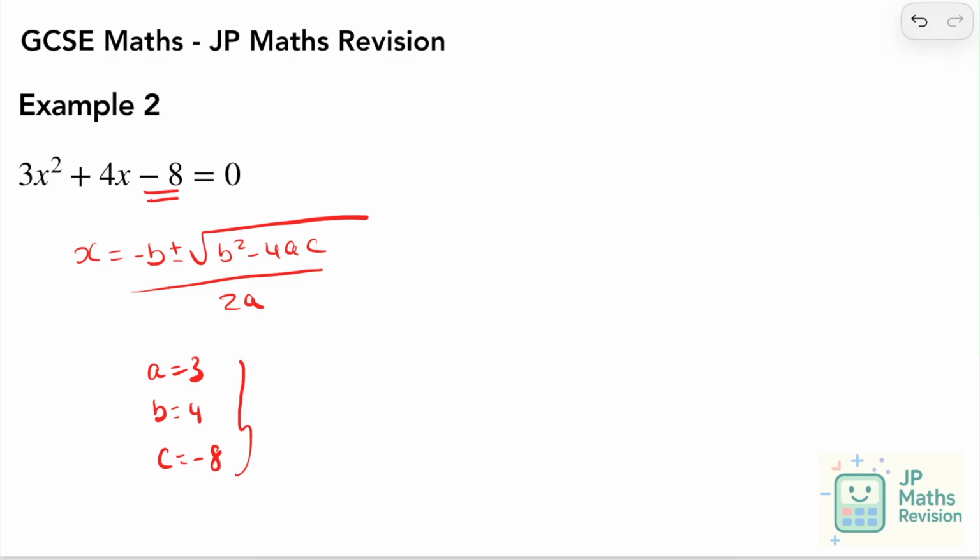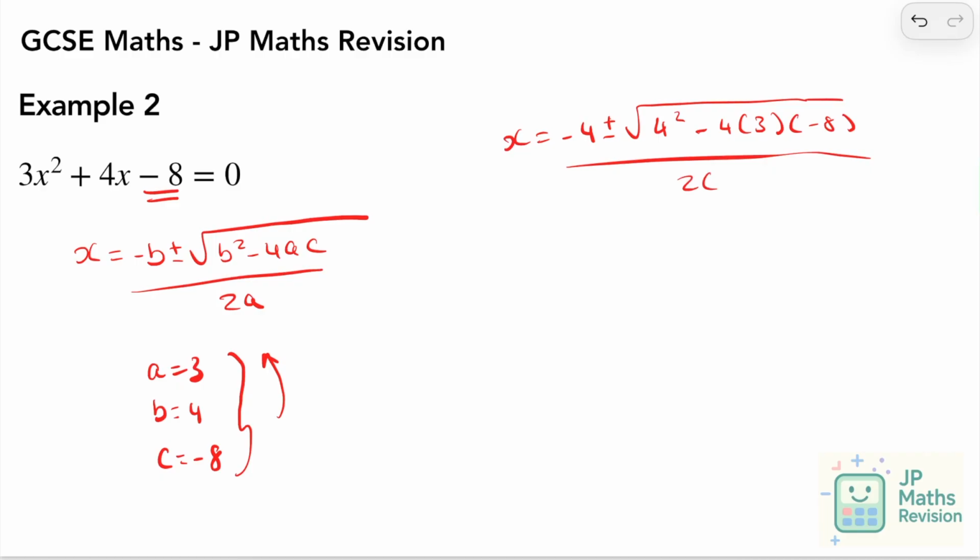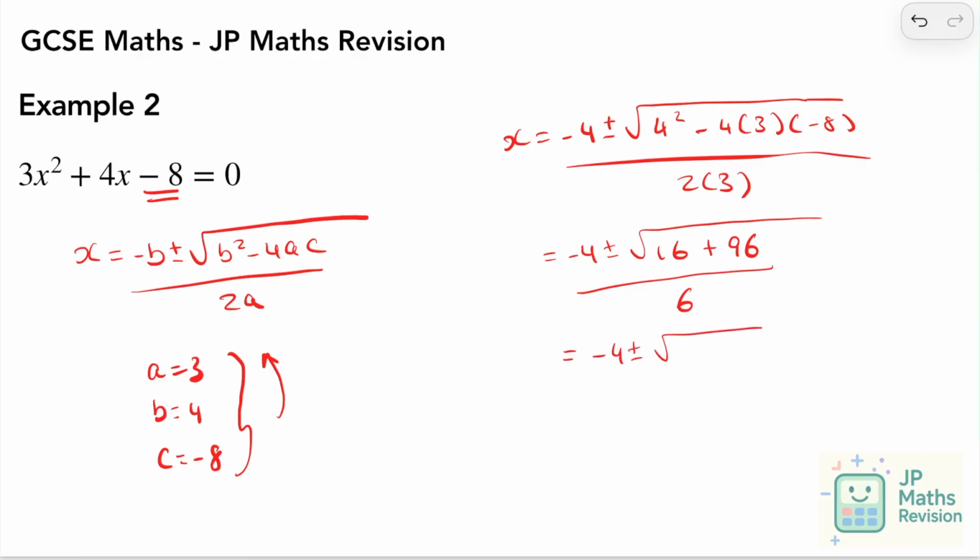So if we sub these into here, we end up with x equals minus 4 plus or minus the square root of b squared, so 4 squared, minus 4 times 3 times minus 8, all over 2 times 3. So that's going to be minus 4 plus or minus the square root of 16. Minus 4 times 3 is minus 12. And then minus 12 times minus 8, you get plus 96. So 12 times 8 is 96. 2 times 3 is 6, so it's all over 6. And then we have minus 4 plus or minus the square root of 112 over 6.